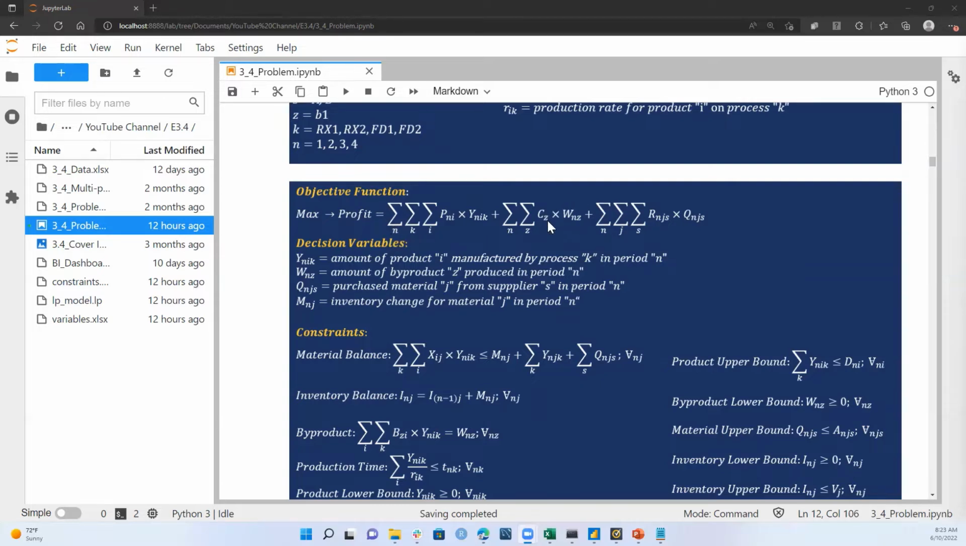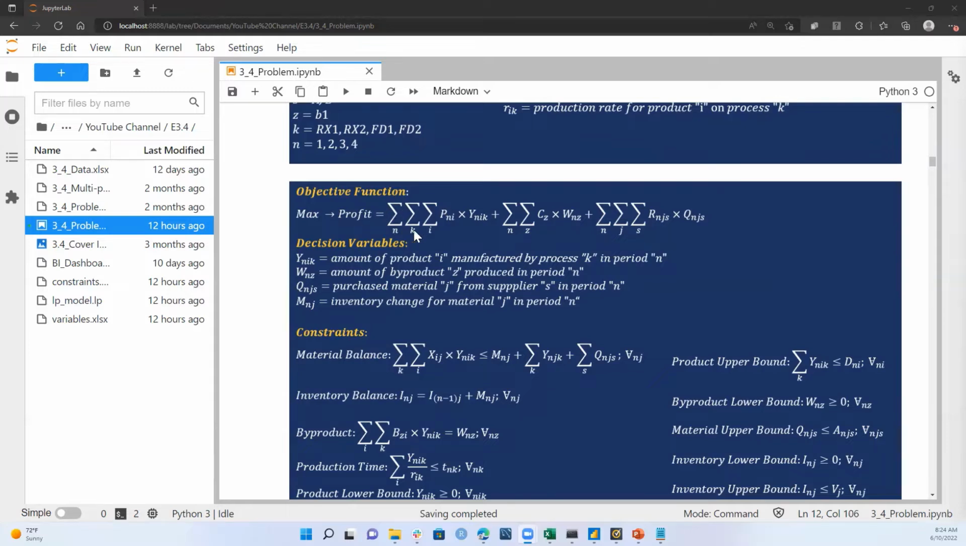These next 2 terms are actually deducted from the profit, so these are negative contributions. This is C sub Z, the cost of byproduct Z, multiplied by W sub Nz, the amount of byproduct Z made in period N, summed up across all different byproducts across all periods N. And here we have the cost of material J from supplier S in period N, multiplied by the amount of material J procured from supplier S in period N. So R sub Njs multiplied by Q sub Njs, summed up for all suppliers, all materials, and all periods.